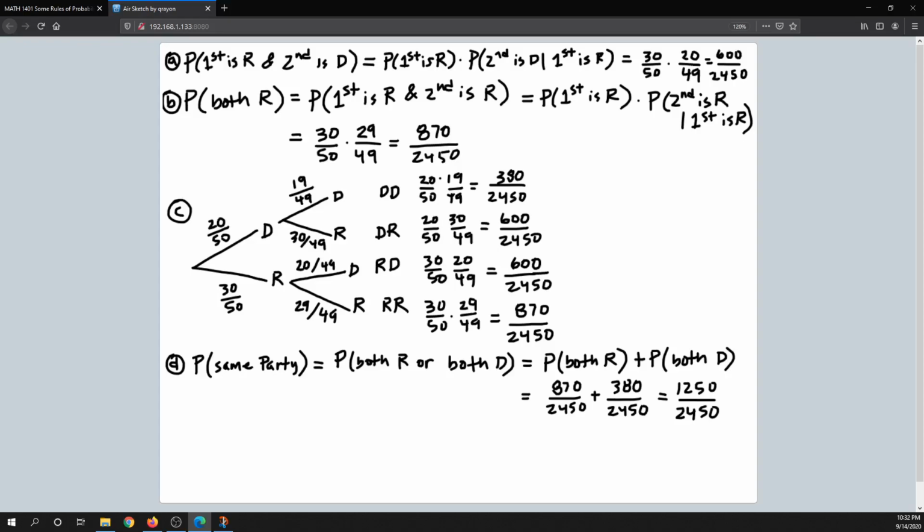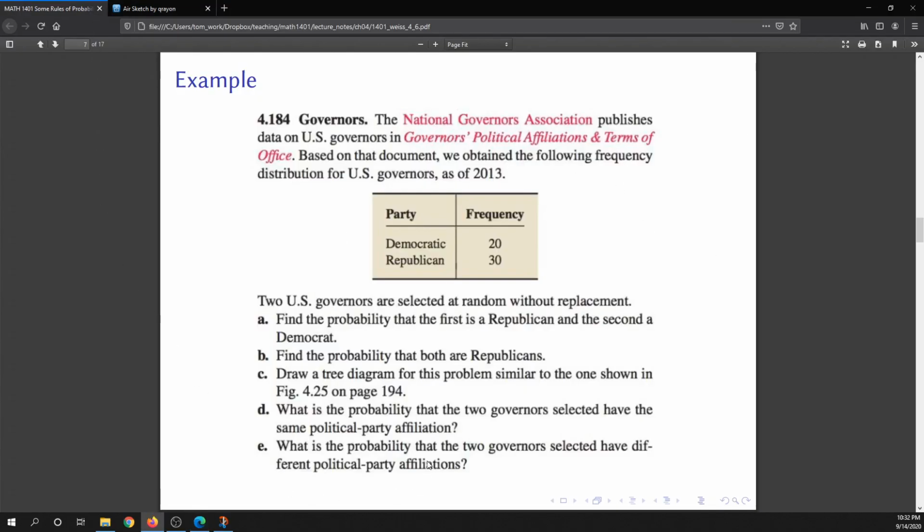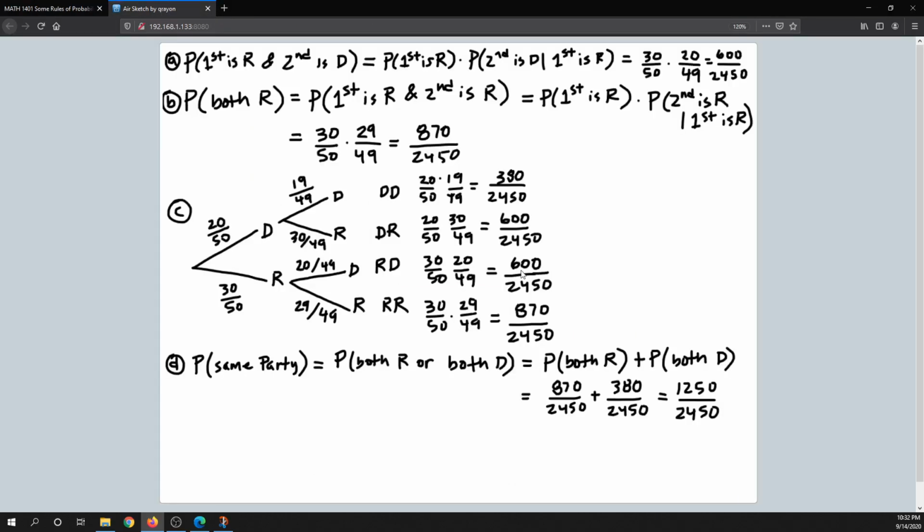All right, then the next part, the last part, is what is the probability that the two governors selected have different political party affiliations? And so we can do that a number of ways. We could do it using the complement rule. It's actually going to be 1 minus this probability here, because what's the complement of the same party? That's that they're different parties.